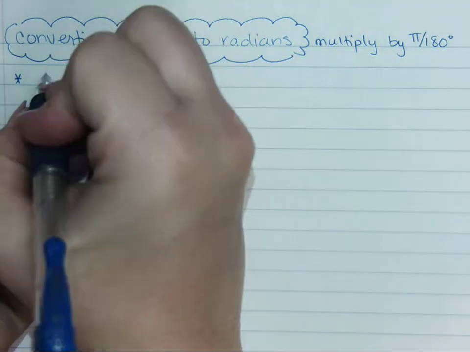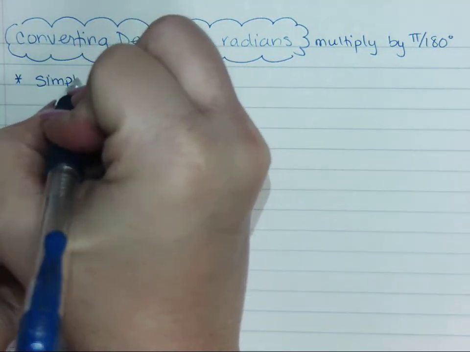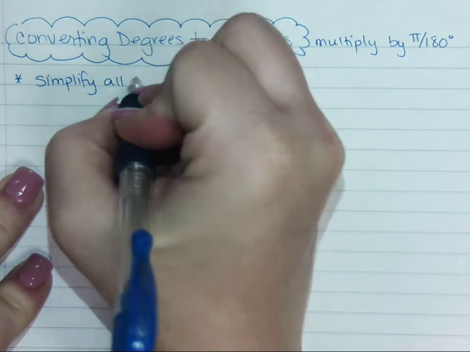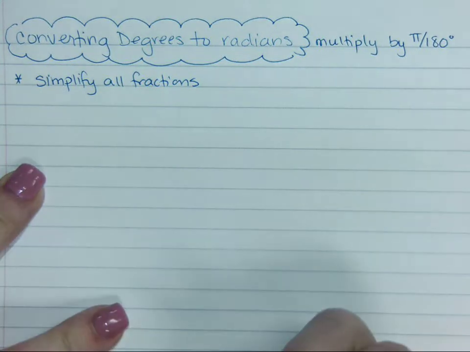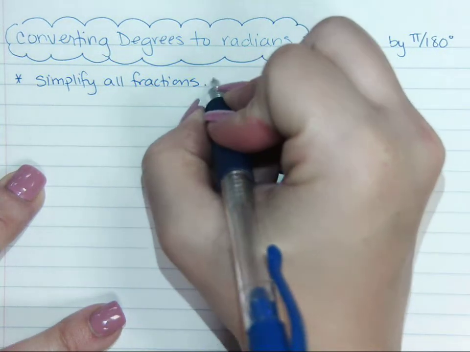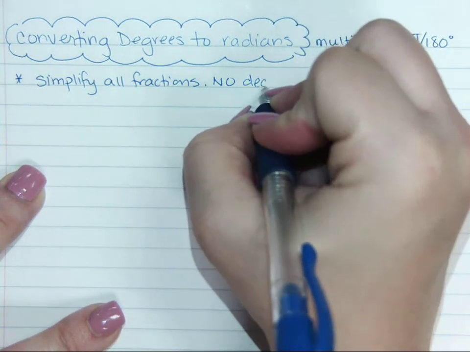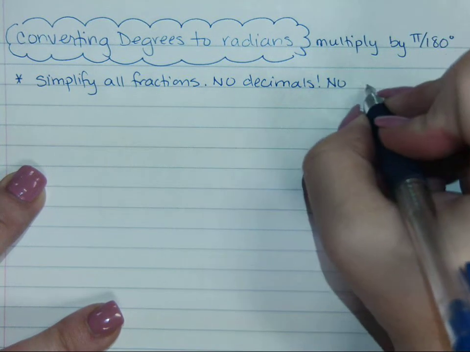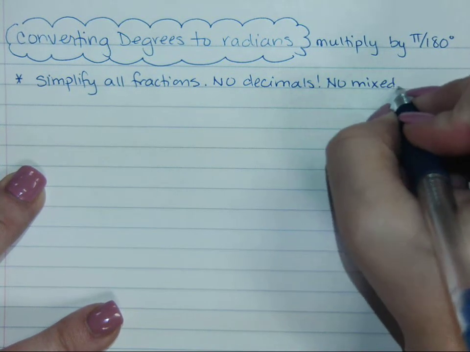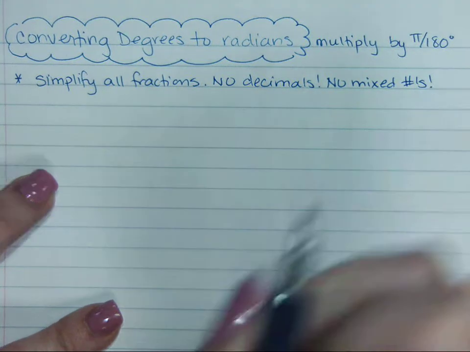Super important. You need to simplify all fractions. All right? You must have a simplified proper or improper fraction. What that means is that you are not allowed decimals and you are not allowed mixed numbers. All right? It's very specific in what you're allowed to have.